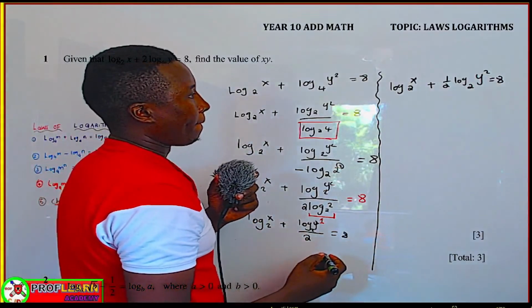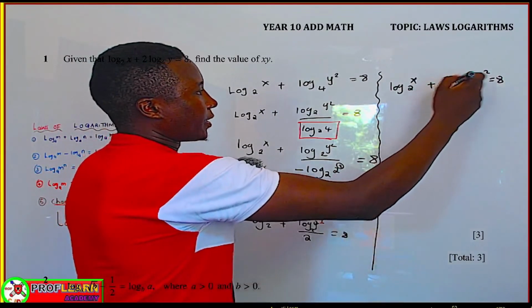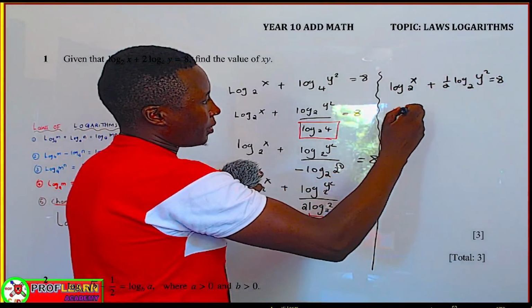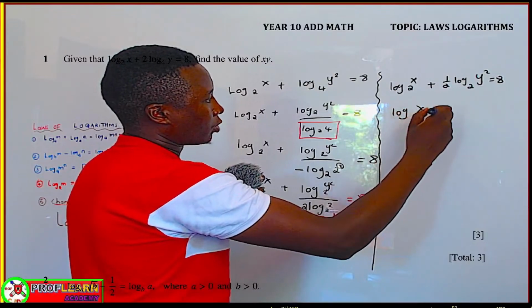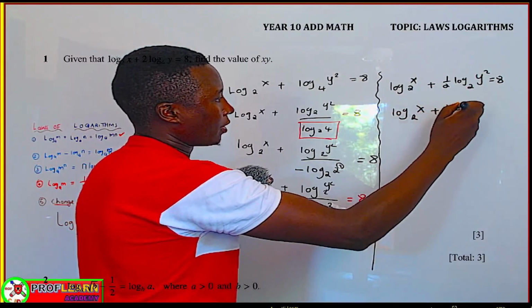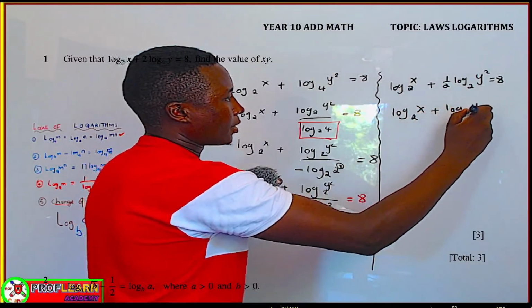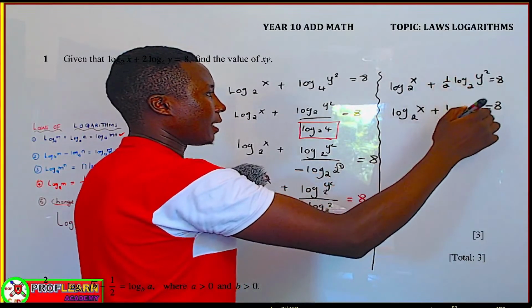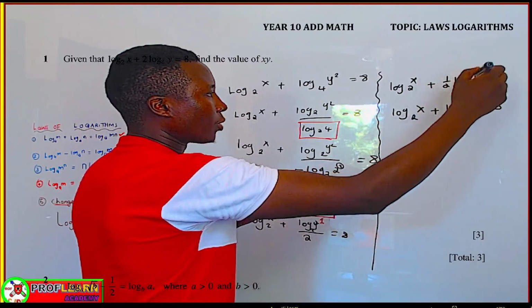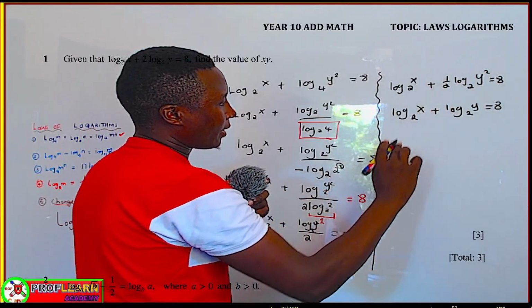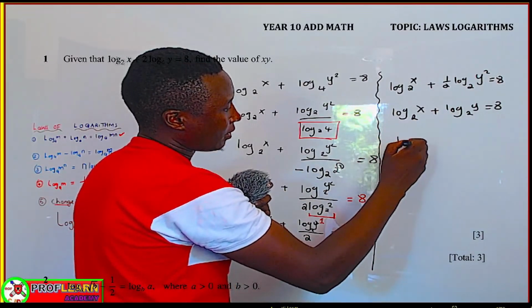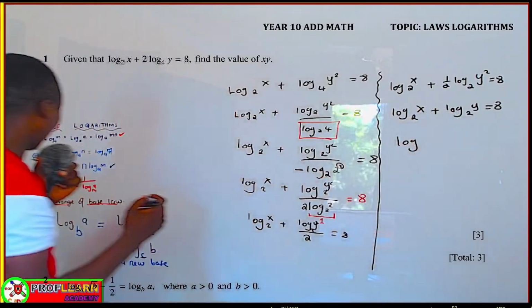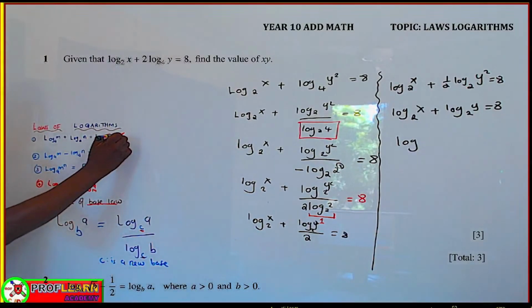So if we take this half on top of y squared, it's going to be log x base 2 plus log y base 2 equals 8, because this half, when you take it above y, is going to cancel with that 2, and we end up remaining with this. We can combine this using the first law of logarithm.